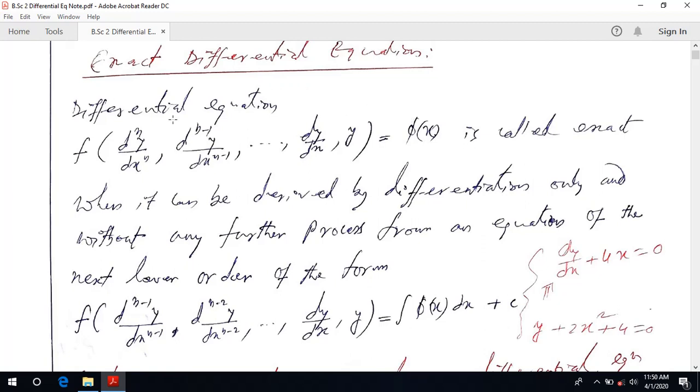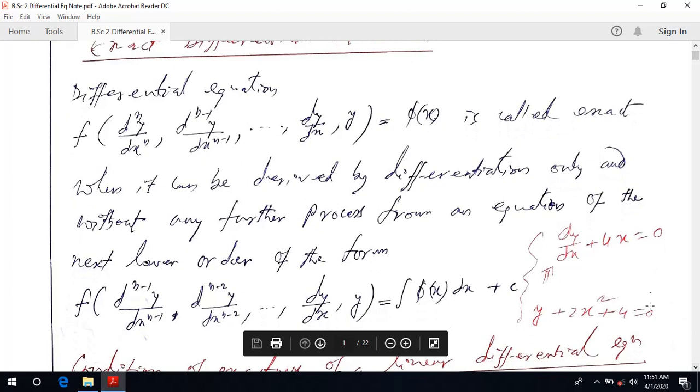So today we will discuss the differential equation of order n. Say, a differential equation of this form. This form is called exact when it can be derived by differentiation only, and without any further process, from an equation of the next lower order of this form.